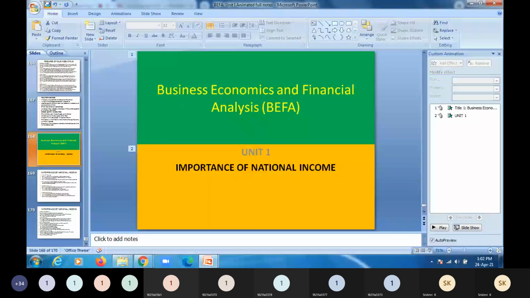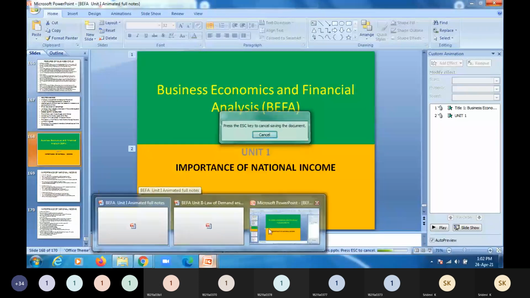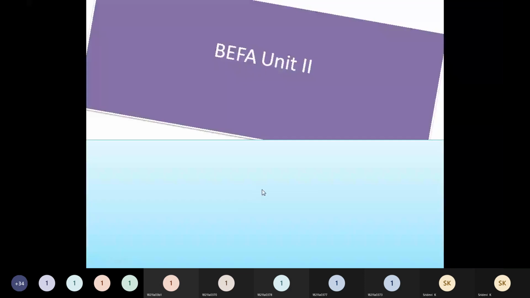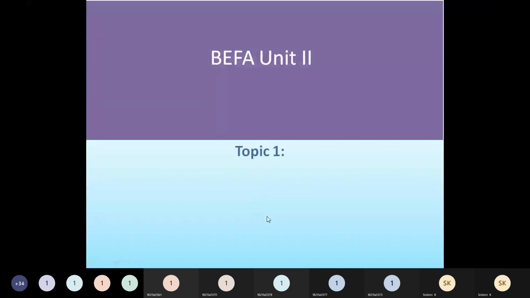So with that we have come to an end of this first unit. I thought of going for the law of demand also, the second. I will start the second unit for 1 or 2 minutes today, because I have a sentiment that on Tuesday I cannot start. So for 2 minutes I will give this. Under this second unit, we will come across demand analysis as the first part.